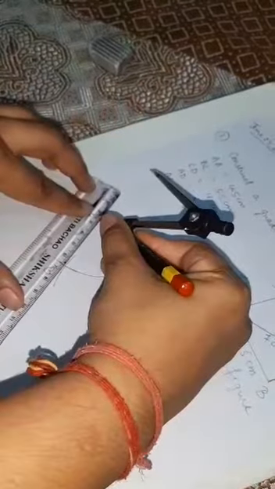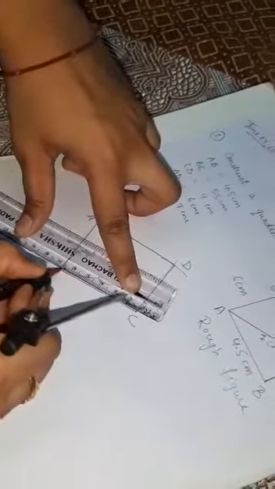So the last thing that we have to do is to join points D and B with A and C. Join AD, then join DC, then join AB, and now in the last join BC. This is the required quadrilateral.